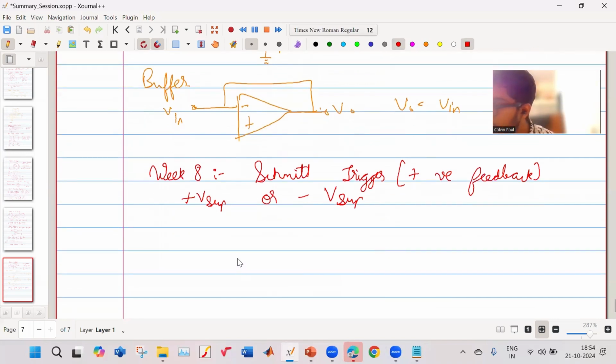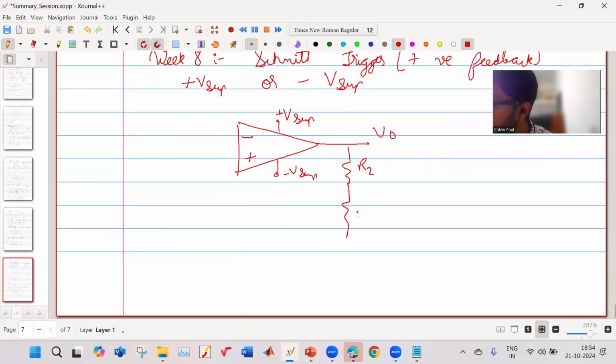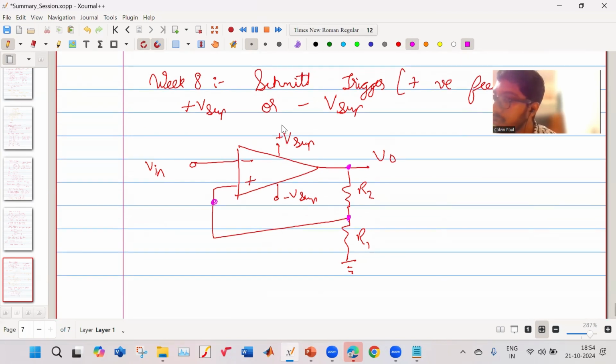So one is my inverting Schmitt trigger. Minus, plus. This is my V output. Let us say this is my output, and this is my R1, and this is fed here. And this is my input. Here the output signal is stepped down and taken to the positive terminal. So that is why it is positive feedback. Okay. And then there are something known as bands.